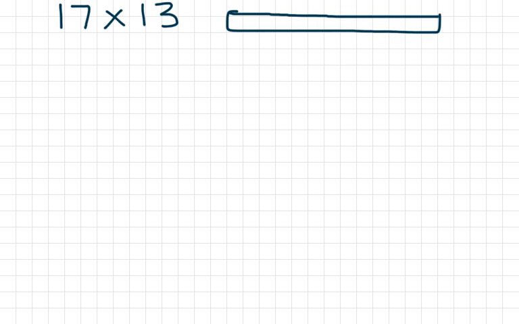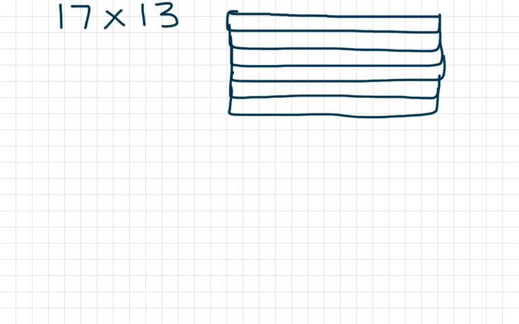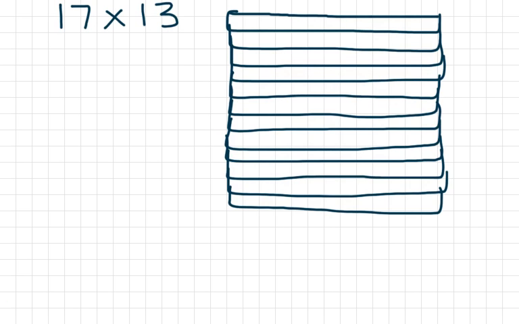So what we can do first of all is just draw one group of 13. The bar shown on the screen shows 13 squares in a row, and I've just put an outline around those so it's one row of 13. I can then draw 2 rows of 13, 3 rows of 13, 4 rows and so on, all the way until I have 17 rows of 13.